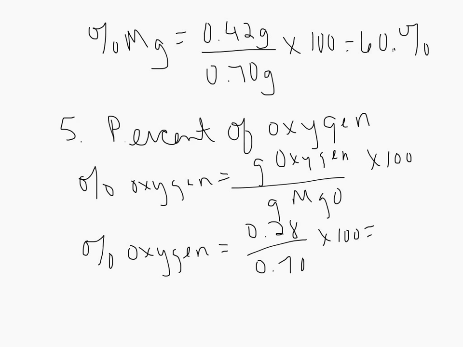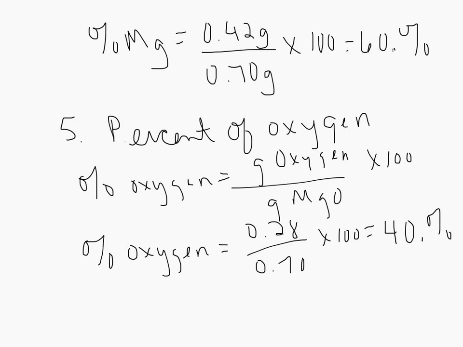Another way to do it, of course, is to subtract the percent of magnesium from 100, because we know that there's always 100% in the whole thing. So we get 40% of it is oxygen. And the two together add up to 100, which of course is the entire reaction that we want to see.